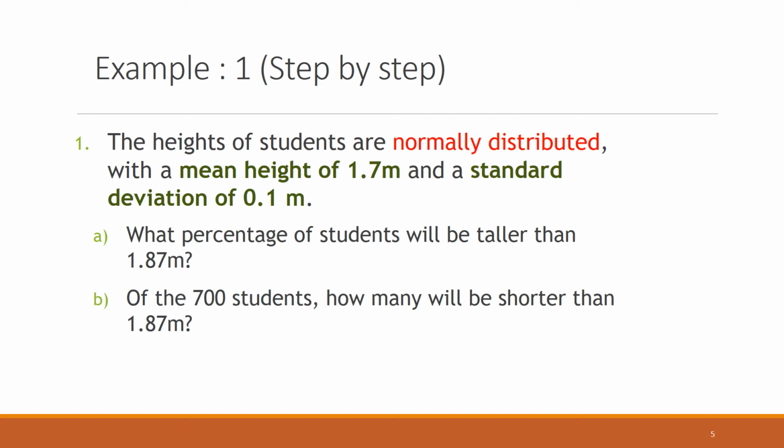Now, what are the data given here? Mu is given as 1.7, sigma is given as 0.1. So, without calculating anything, we can see what the data are. The other data given is 1.87, which is our X value, where we want to distinguish a difference. We want to select a section more than 1.87. How do we do it?